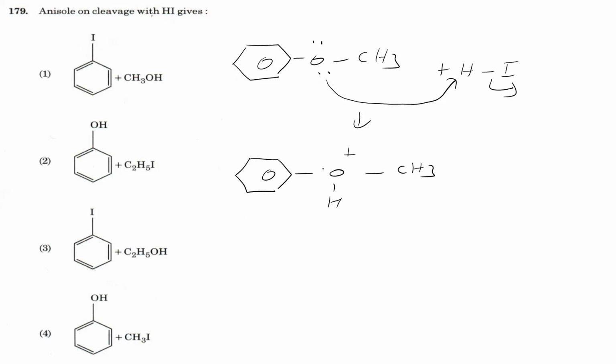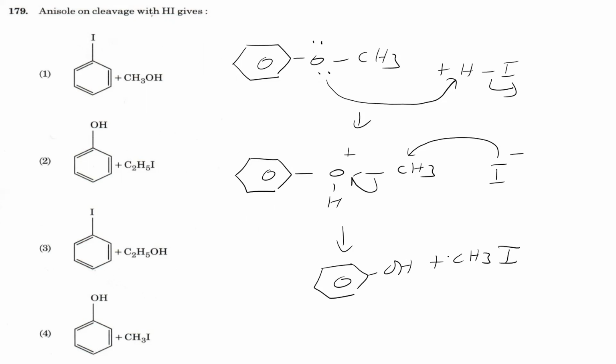Now, what are the possibilities? Now I minus is there. This I minus is coming. If I minus attacks this carbon, then this bond will shift towards this side. Therefore, we will get phenol and CH3I. Phenol and CH3I we are getting. Therefore, what is the answer for this question? The fourth option is the answer, because phenol and methyl iodide we are getting. We will go to the next question.